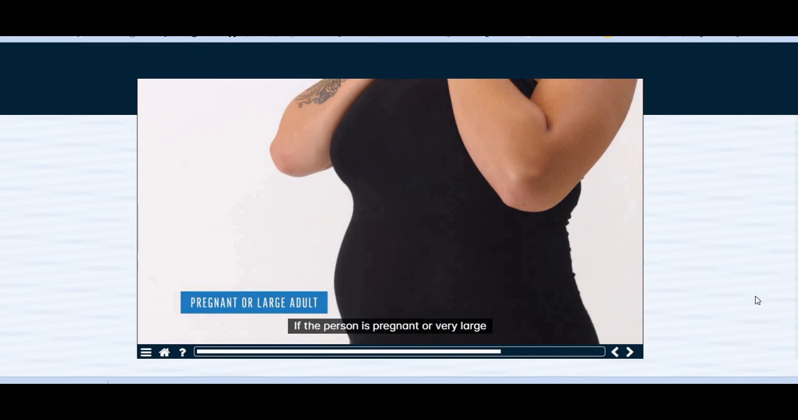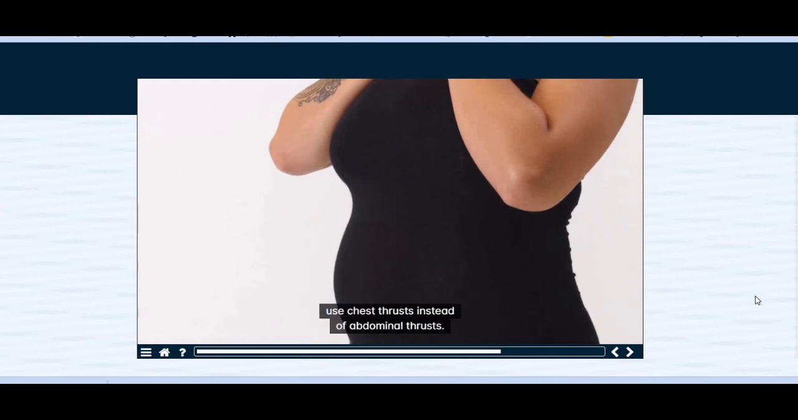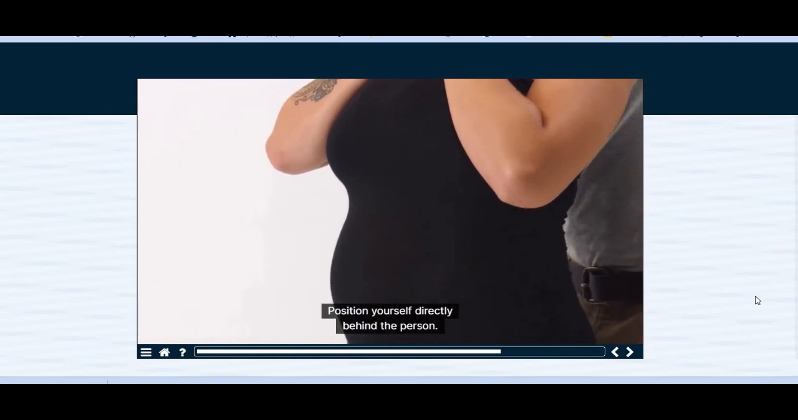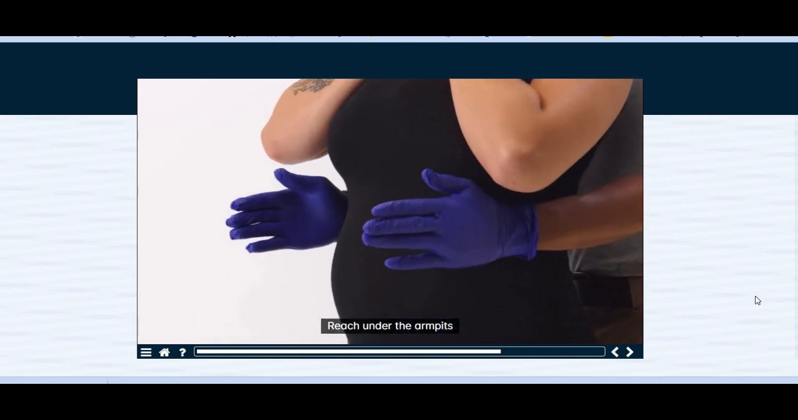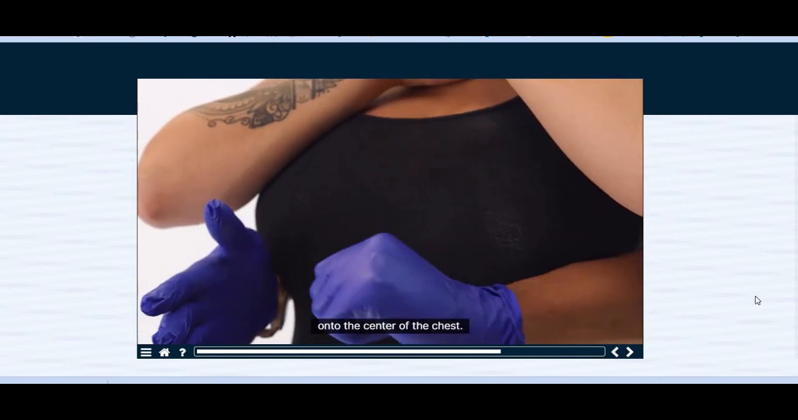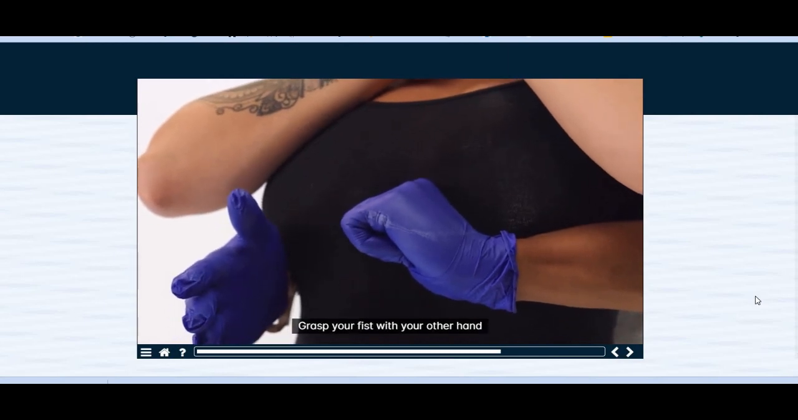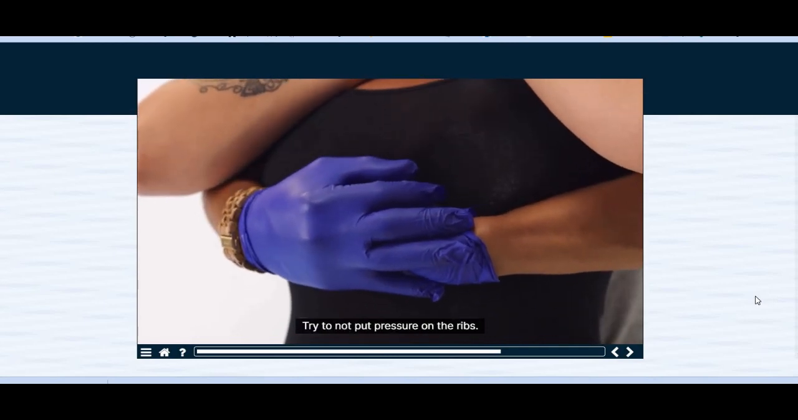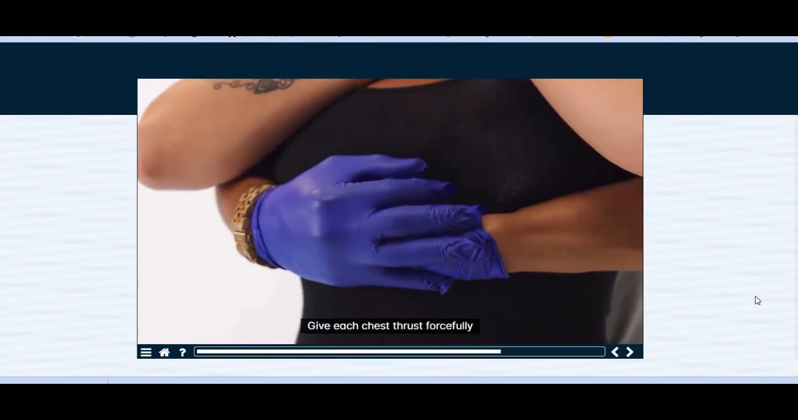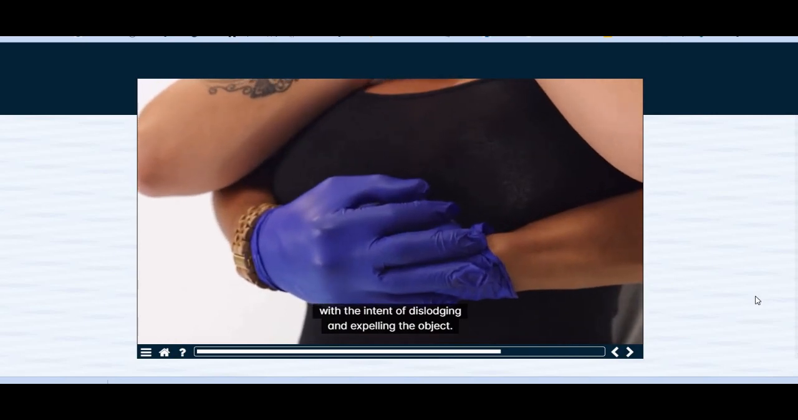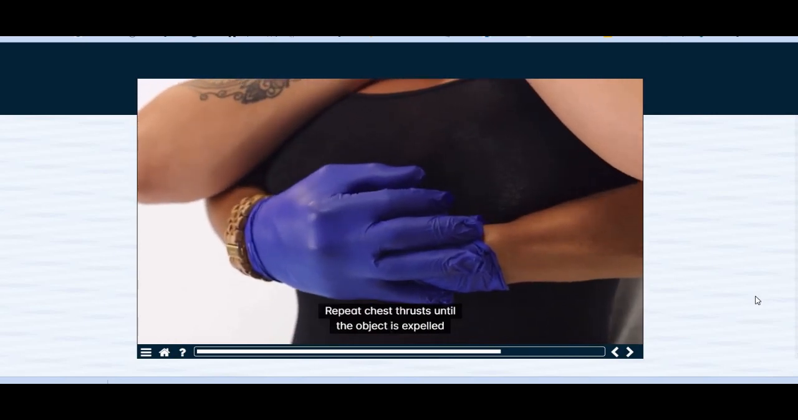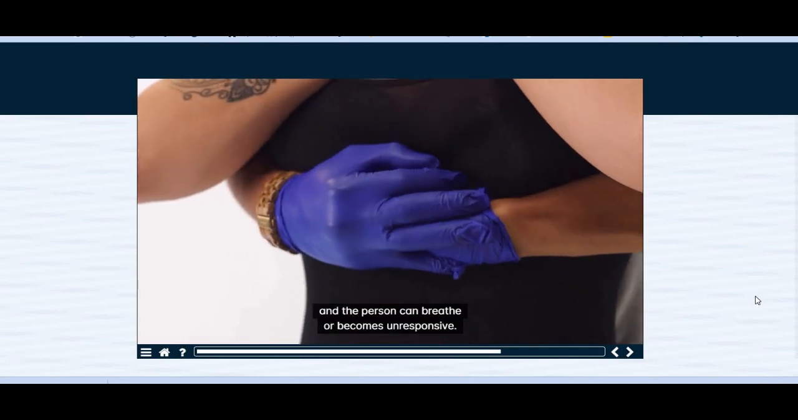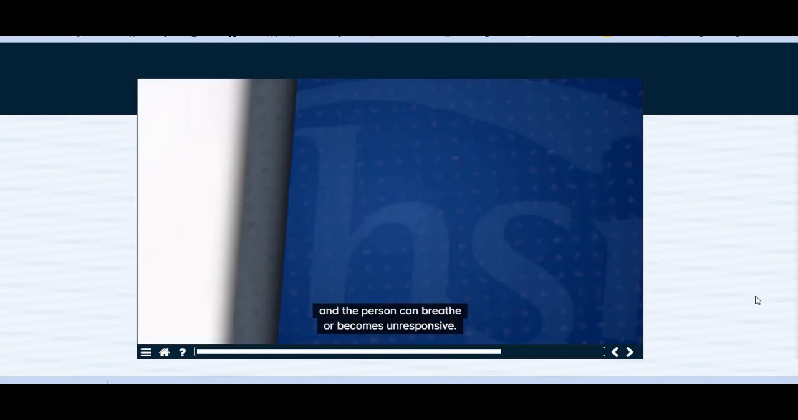If the person is pregnant or very large, and you cannot wrap your arms around them, use chest thrusts instead of abdominal thrusts. Position yourself directly behind the person. Reach under the armpits and place the thumb side of your fist onto the center of the chest. Grasp your fist with your other hand and thrust straight backward. Try to not put pressure on the ribs. Give each chest thrust forcefully with the intent of dislodging and expelling the object. Repeat chest thrusts until the object is expelled and the person can breathe or becomes unresponsive.